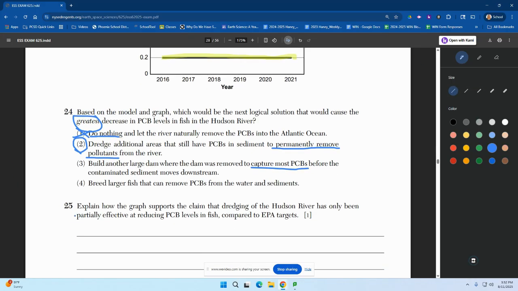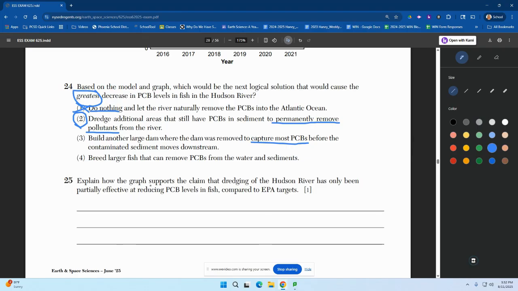Okay, 25 says explain how the graph supports the claim. So we're using the graph, and we want to show how it supports the claim that dredging of the Hudson River has only been partially effective at reducing PCB levels in fish compared to EPA targets, okay? So they want us to talk about both EPA targets and PCB levels in fish, and they want us to use the graph to talk about why it hasn't been completely effective, okay?